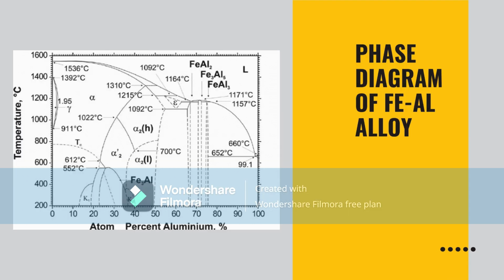So this is the phase diagram of iron aluminum alloy. In the next session, we're talking about the microstructures of the iron aluminum alloy based on different percentages of aluminum.